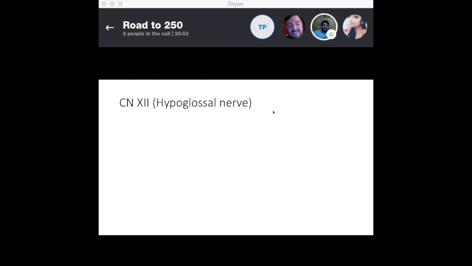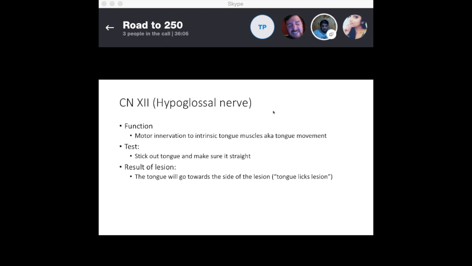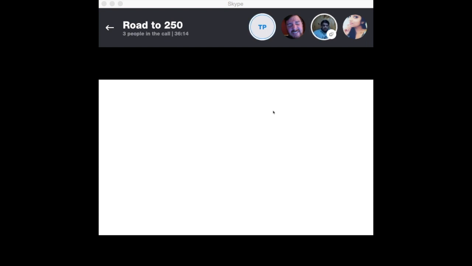And cranial 12, which is your hypoglossal nerve, has motor innervation to the intrinsic tongue muscles, aka tongue movement. A test you can do is stick out your tongue and make sure it's straight. The result of a lesion is the tongue will go towards the side of the lesion, so the tongue licks the lesion is a way you can think about that. It exits the skull through the hypoglossal canal.